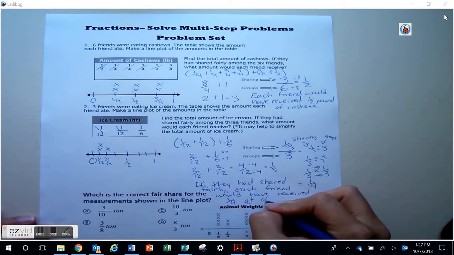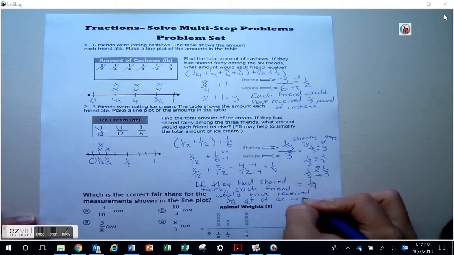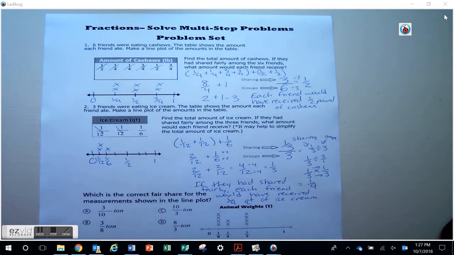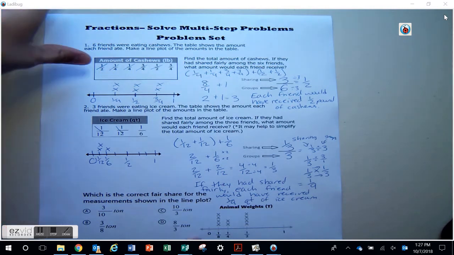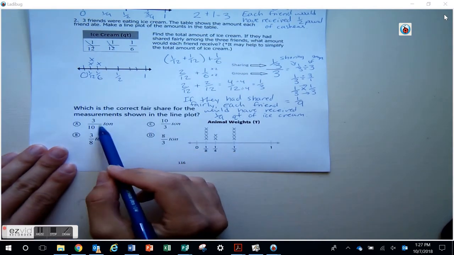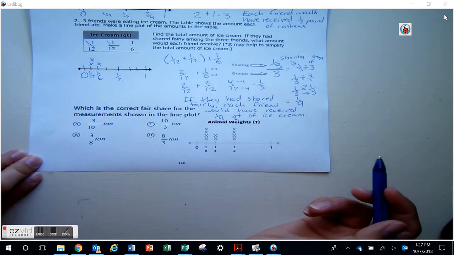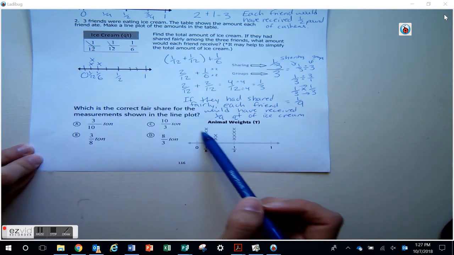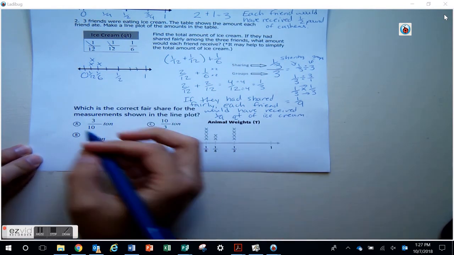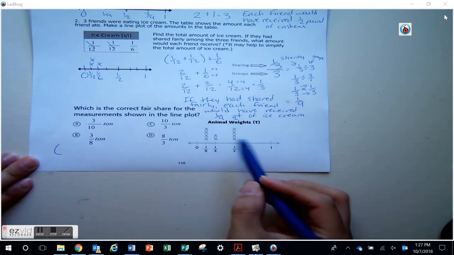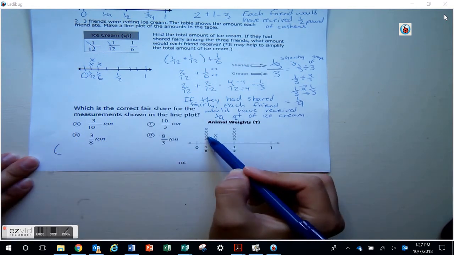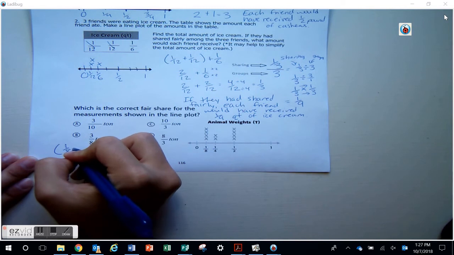So if they had shared fairly, each friend would have received 1/9 quart of ice cream.